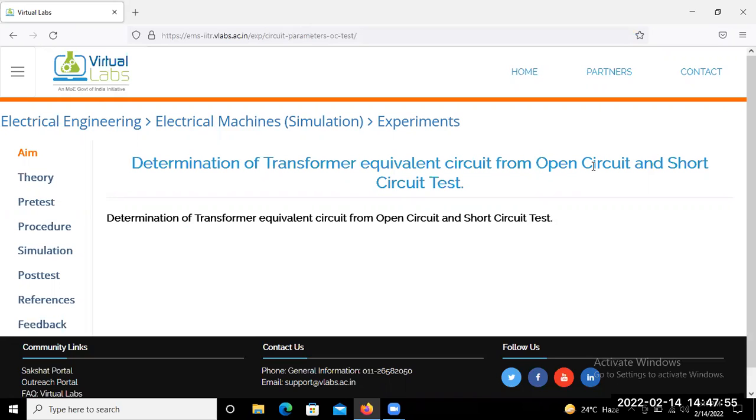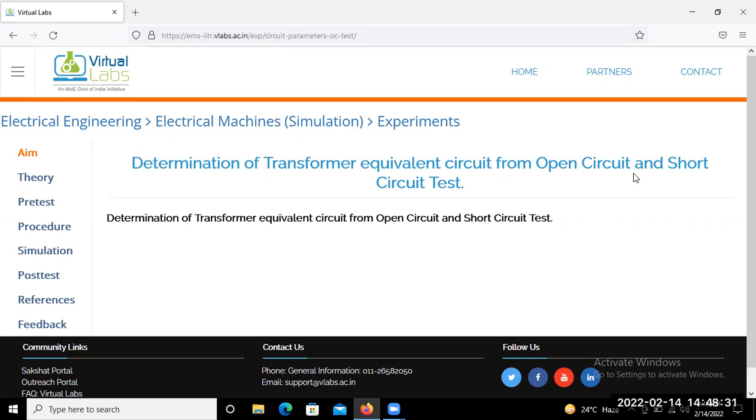And during the short circuit test, we can find the equivalent resistance and equivalent leakage reactance of the transformer referred to the high voltage side. You have to be careful when performing the open circuit test about which winding we keep open and which winding we connect the measuring instruments to.